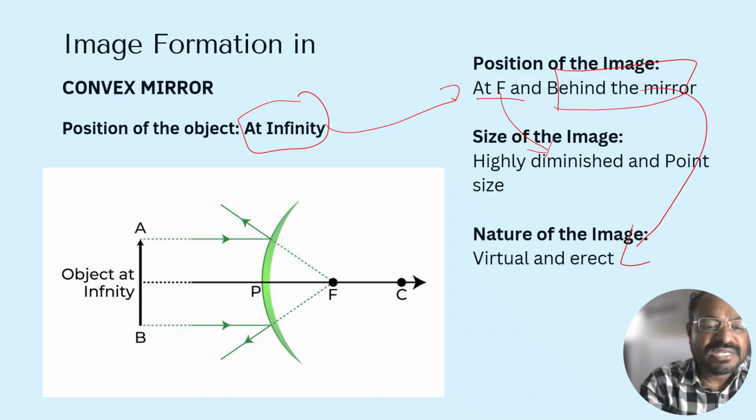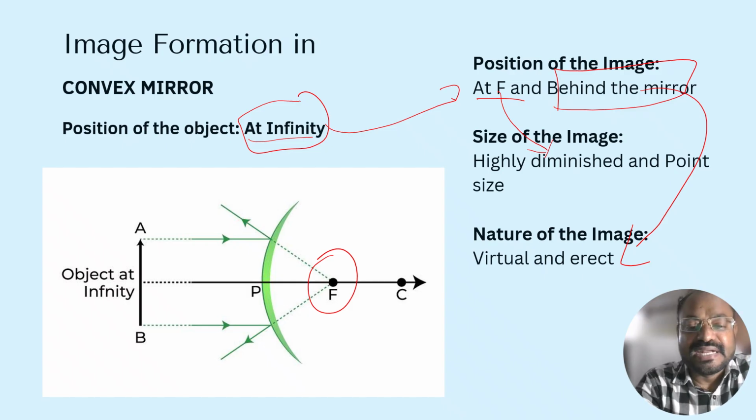So if the object is positioned at infinity, the image you will get at F. You can see it is obtained at F, and it is a point size, and a virtual and erect image will be obtained.